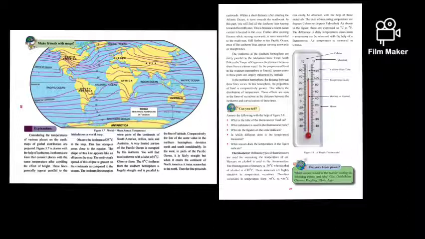You will find all the isotherm lines turning towards the northeast. Why is this so? This is because a warm ocean current is located in this area. In our previous part, in the ocean currents, I explained what a warm current and a cold current are. You had seen it in the map. So what happens here? The warm ocean current is located in this area. That is why you will find the isotherm lines turning towards the northeast.